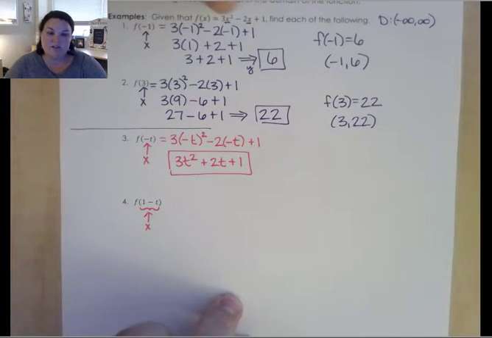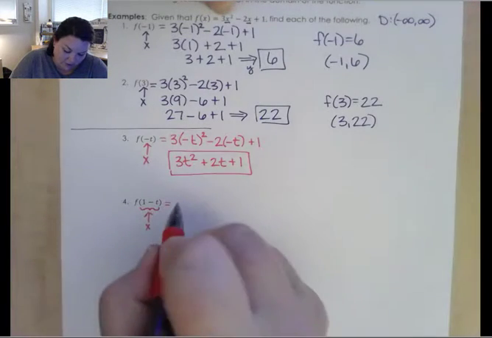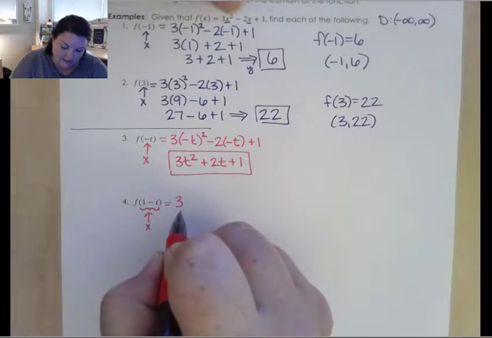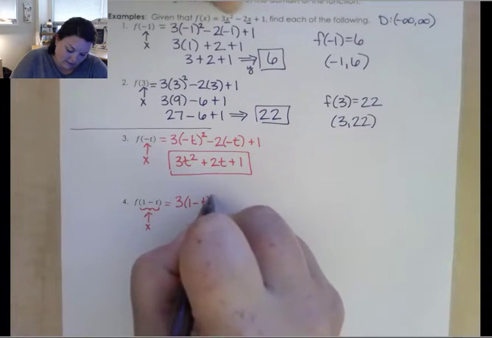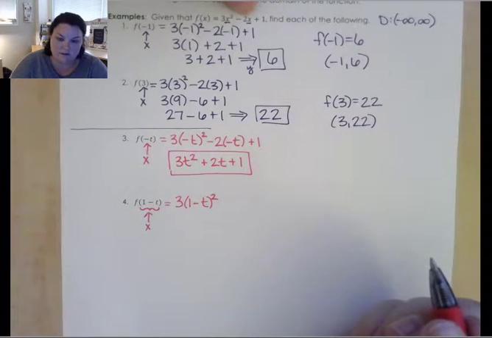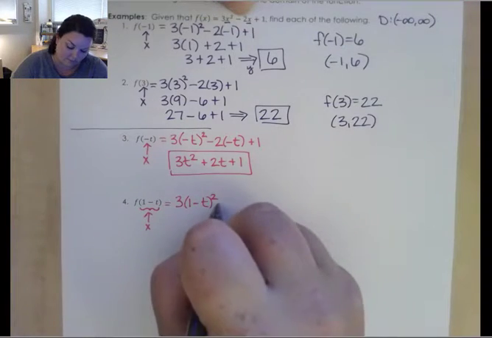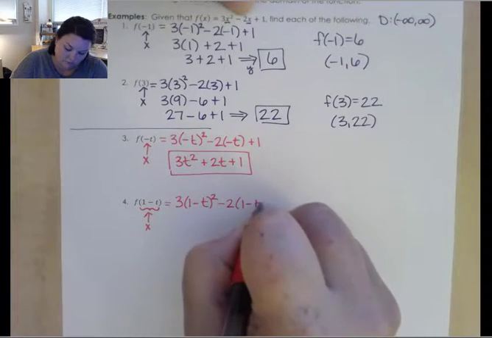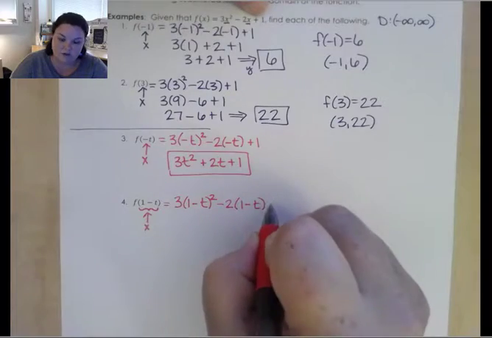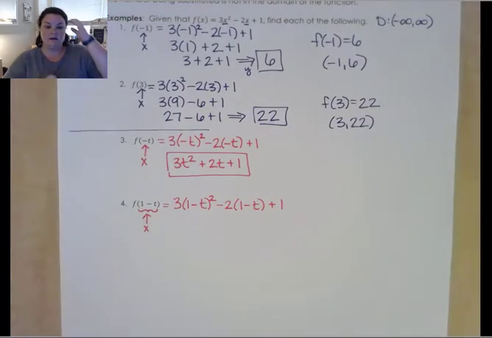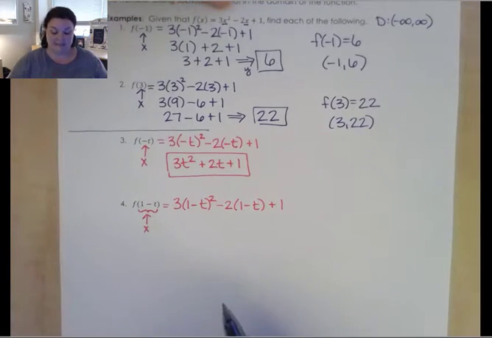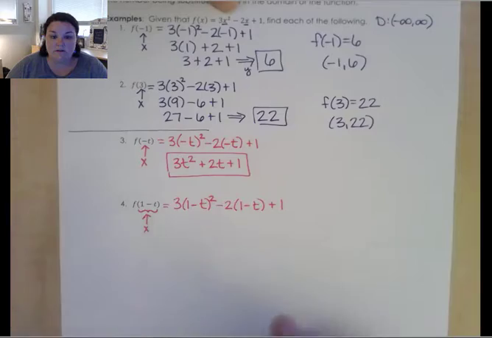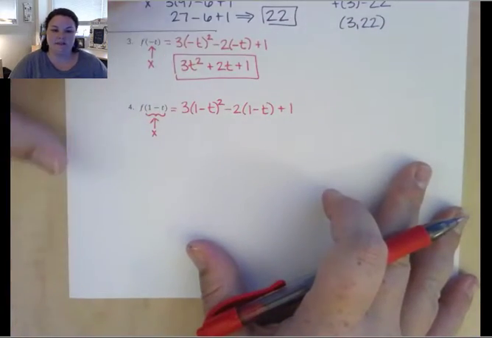So if I go back up to my original function up here, my original function says to do 3 times my input squared. So my input is 1 minus t, and we're squaring it. My second term says to do negative 2 times my input. So negative 2 times 1 minus t. And then my third term is just a positive 1. Okay, so again, whatever's in those parentheses, that's what we're plugging in everywhere we see an x in our original function. Okay, so now we have some simplifying to do.